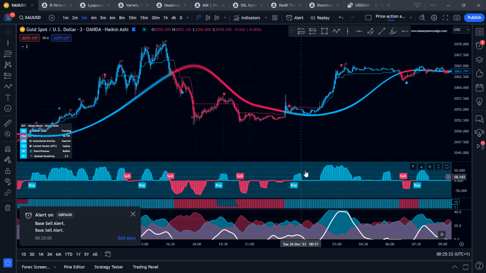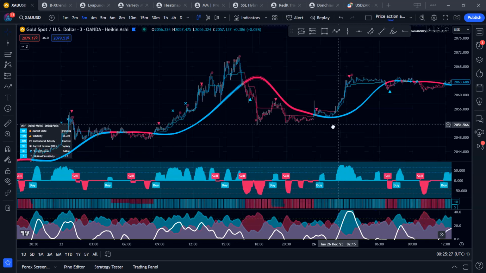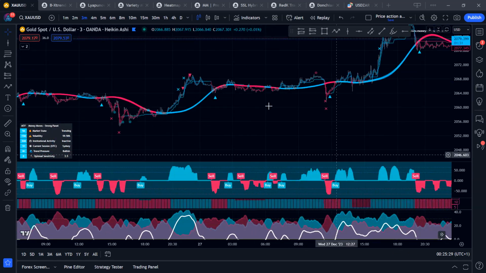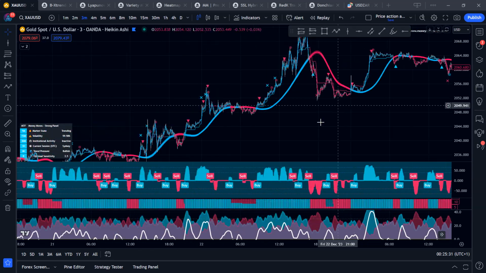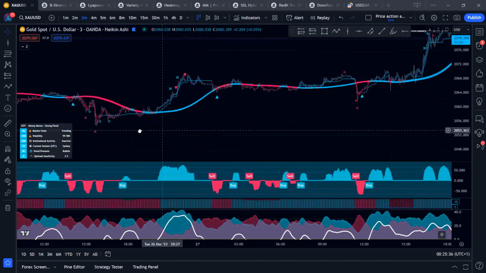So yeah, it's pretty simple really. We just use a higher time frame to filter out a bunch of stuff. So that's literally my entire strategy.